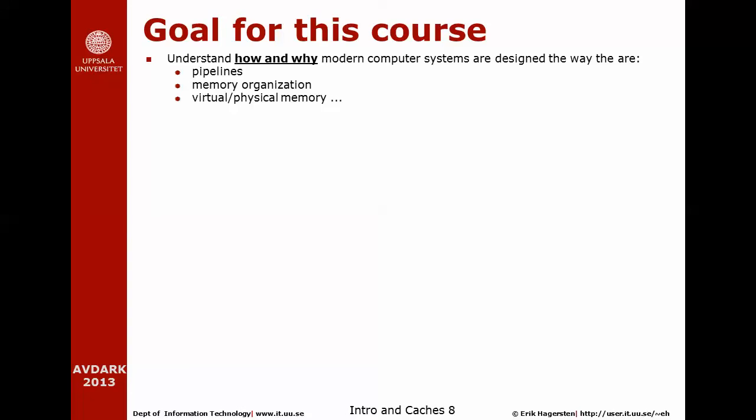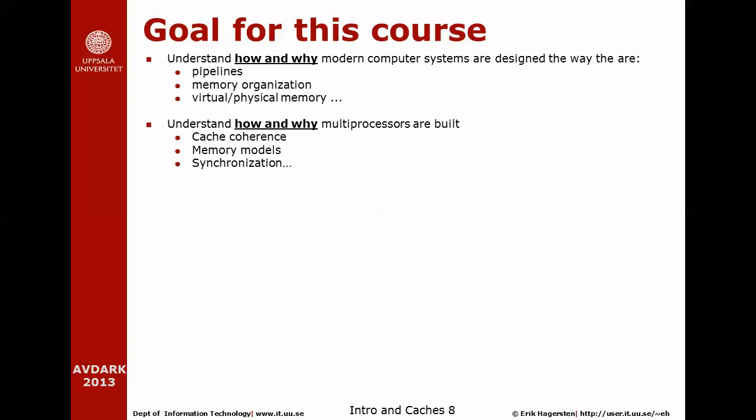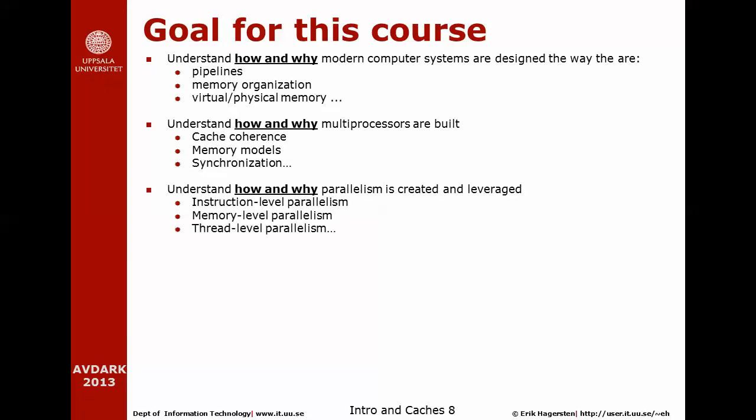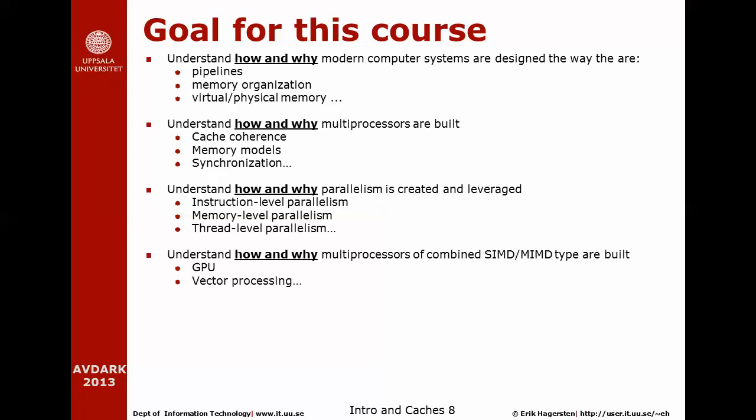So the goal of this course is very much to understand how and why of many different aspects of computers. So how and why pipelines, memory organizations, and virtual and physical memories are designed the way they are. How and why multiprocessors are built, so that this is where the coherence, the memory models, and synchronizations come to play. How and why parallelism is created and leveraged. So we'll talk about 3 kinds of parallelism: instruction level parallelism, memory level parallelism, and thread level parallelism.